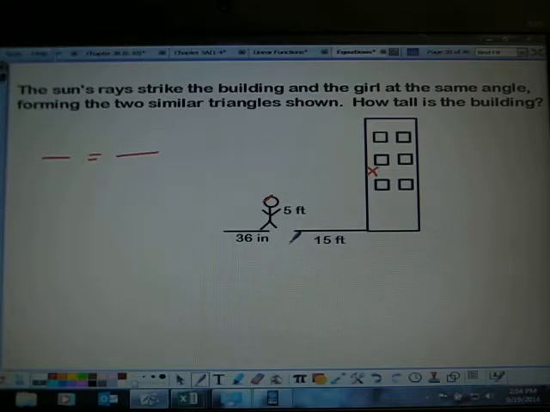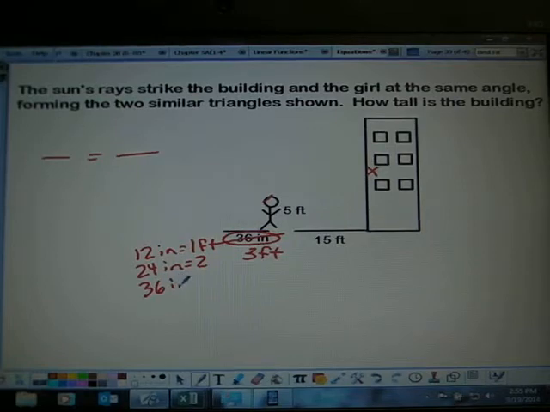So what I'm going to do is change them all to feet, and then I'll have everything the same. So 36 inches is actually 3 feet, because 12 inches is 1 foot, 24 inches is 2 feet, and 36 inches is 3 feet. So I'm going to change 36 inches into 3 feet. Okay, now I know. This is X, this is 15, this is 5, and this is 3.